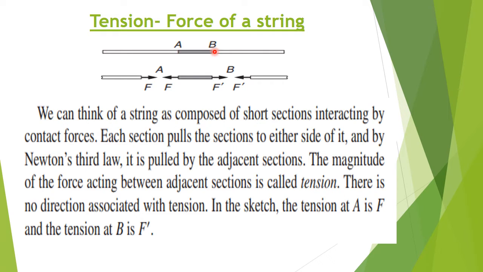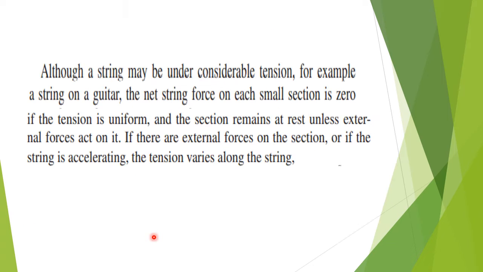So you can see this piece, this section AB. Here you can see the contact force or the tension acting at the point A is F, and at the point B it is F dash. There will be an F in the neighboring section, the adjacent section, which is equal and opposite to F. Similarly, there will be an F dash opposite to this F dash in the adjacent section of B. So in the sketch the tension at A is F and the tension at B is F dash.